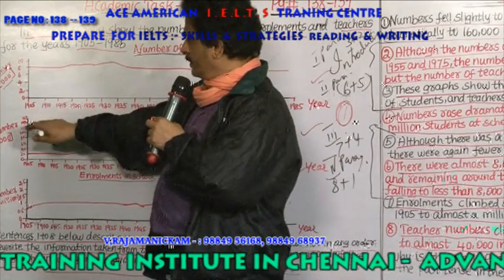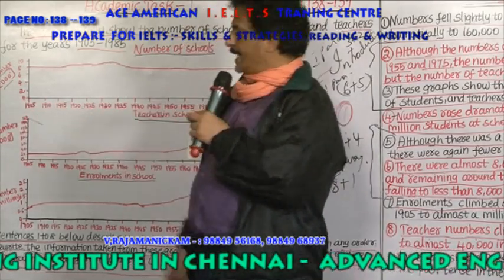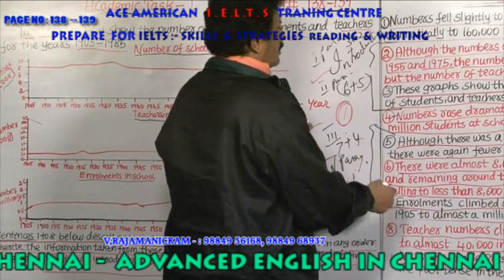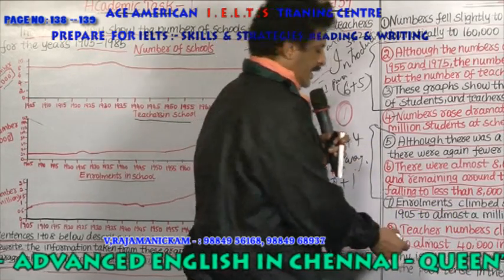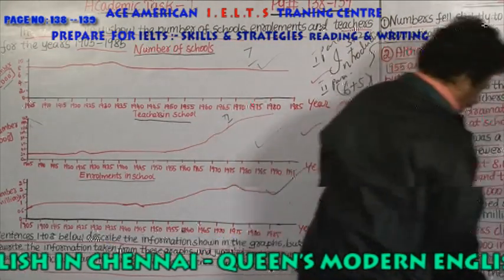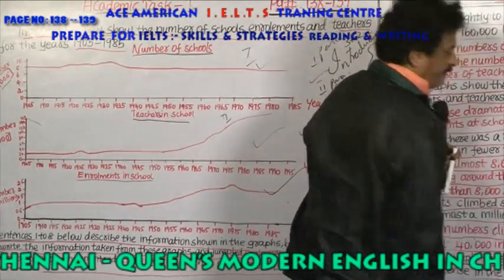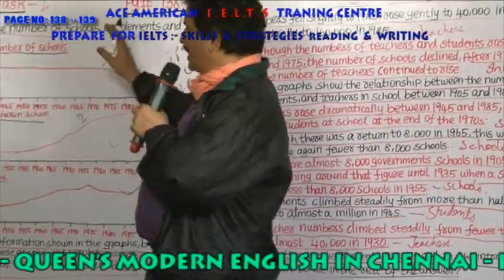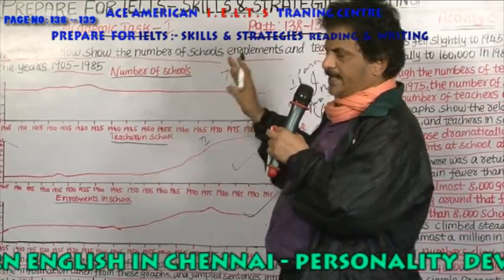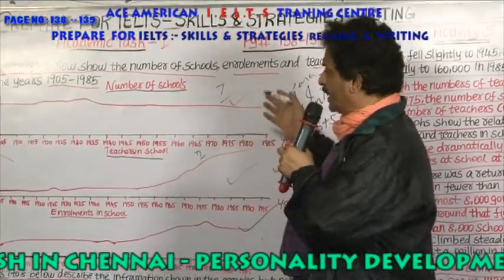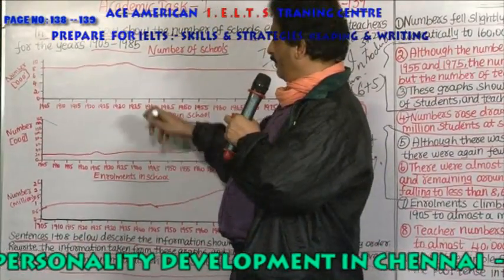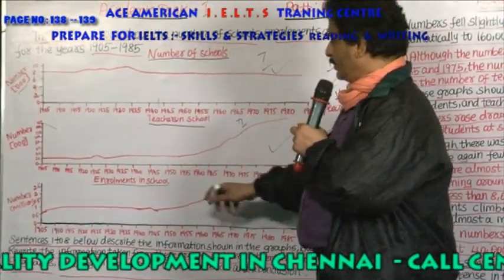So here, why is simple present tense used in the introductory sentence and the past tense in the rest of the answer? Whenever you describe a graph, you have to use present tense. And when you tell about the data, which is in the past, like 1945 or 1950 or 1929, 30, then you use the past tense. But when you are just looking at the graph, you use the simple present tense. Hope you are able to get it.